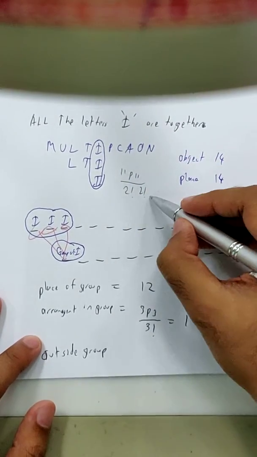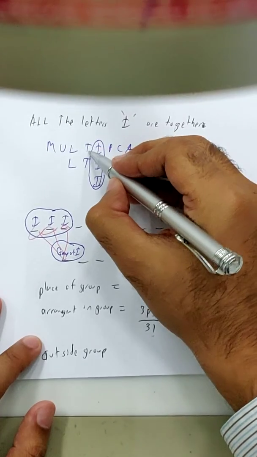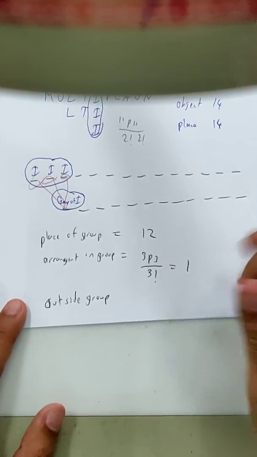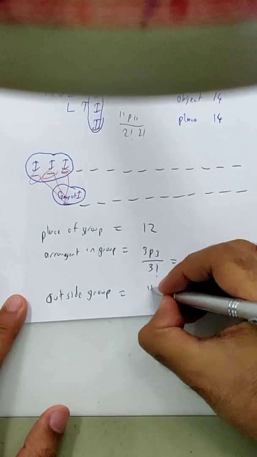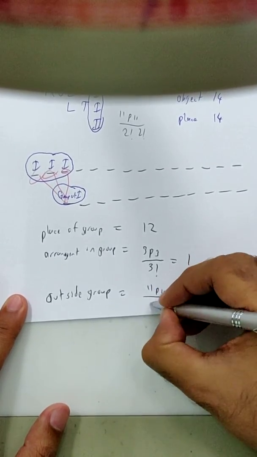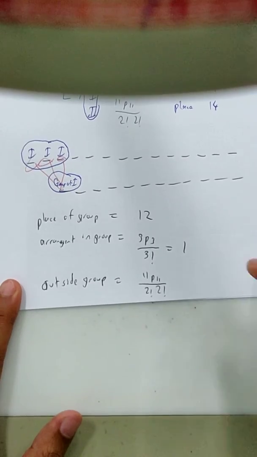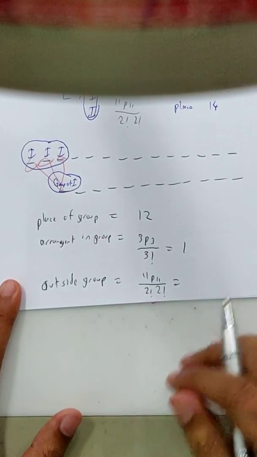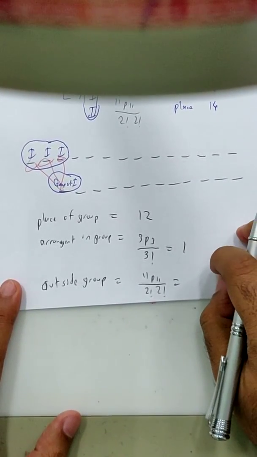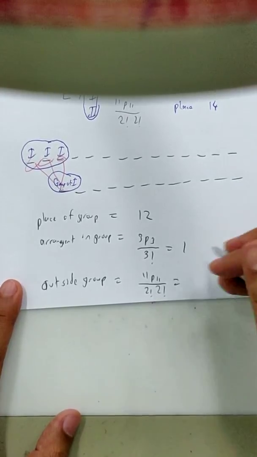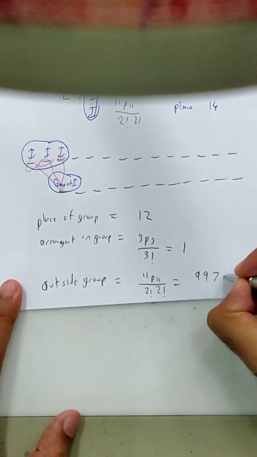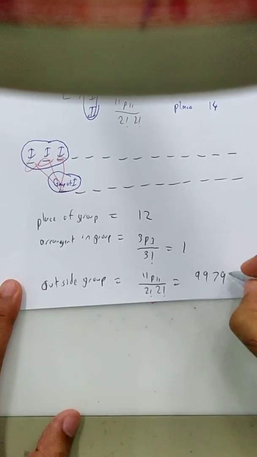Why are we dividing by 2 factorial, 2 factorial? L and T. Okay, so outside of the group, 11P11 over 2 factorial, 2 factorial is equal to what? Can someone press that? 9979200.